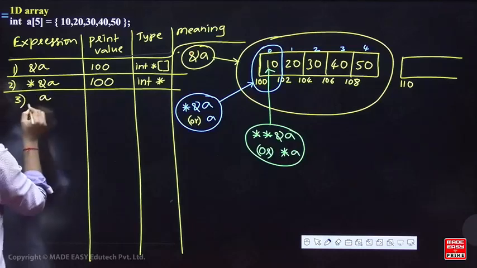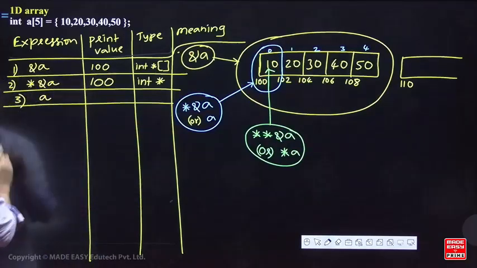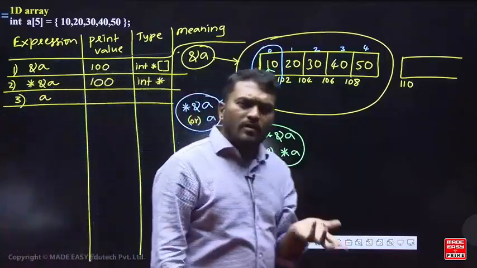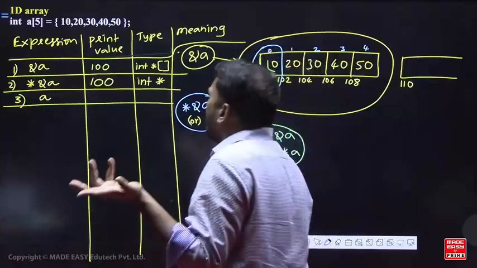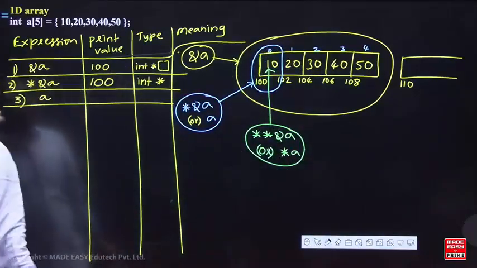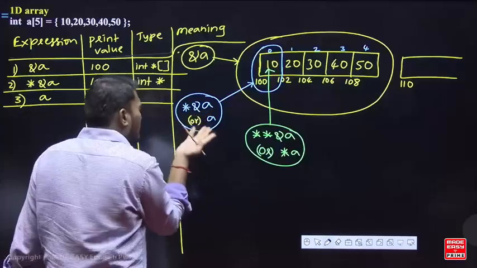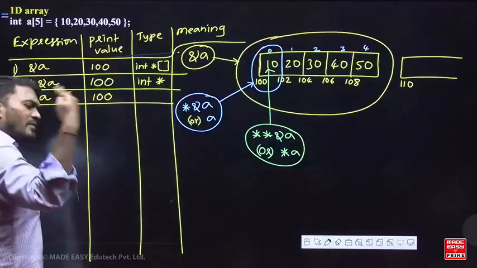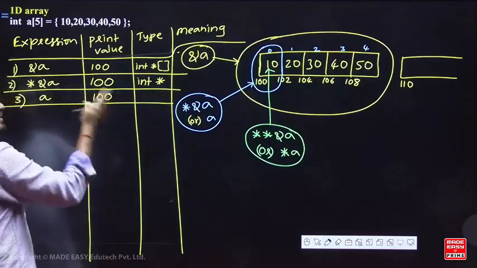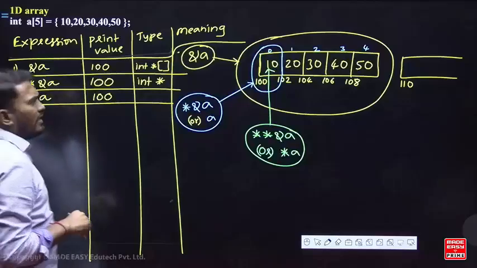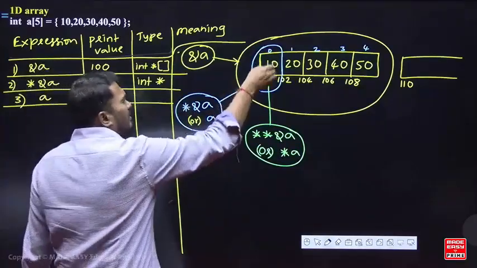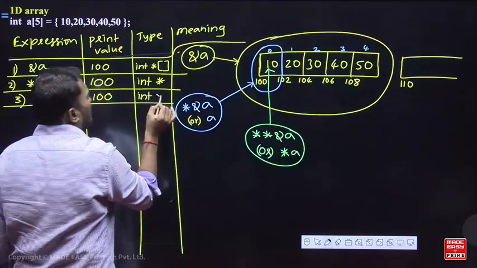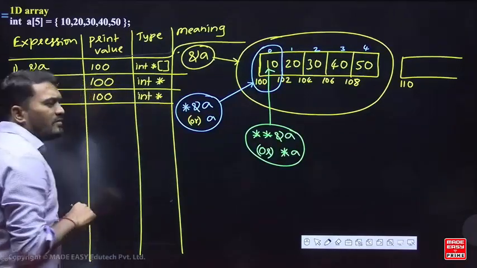Next, number 3. Now tell me, if I say a, what will it print? You can simply declare a 1D array and print it. If you have a doubt, print it and see. Star ampersand a and a are exactly the same, so a will print 100, as I told in the previous example. Now what is the type here? A means the base address of the 0th element of the array, so it points to the 0th element. The type is int star, because now it is pointing to an element.